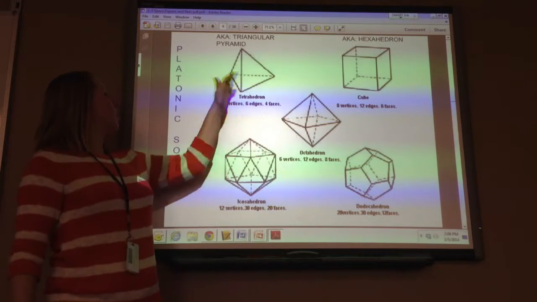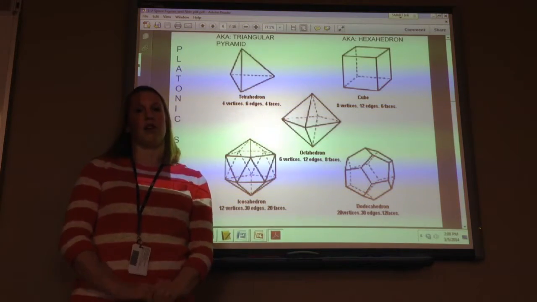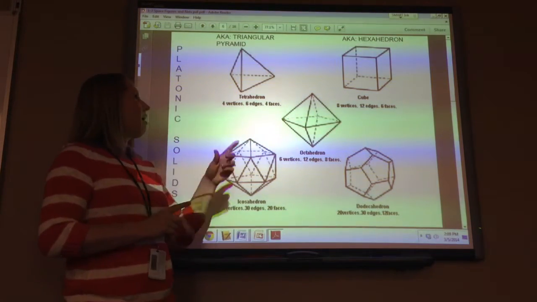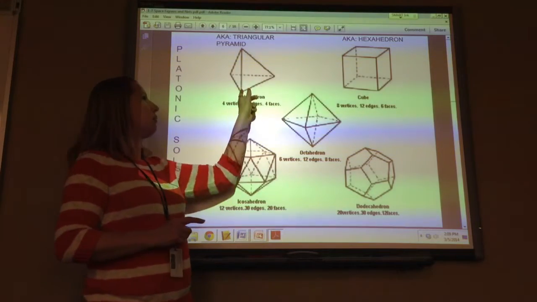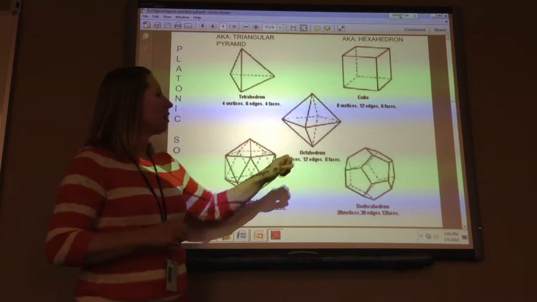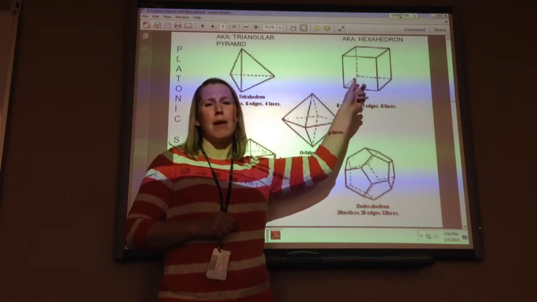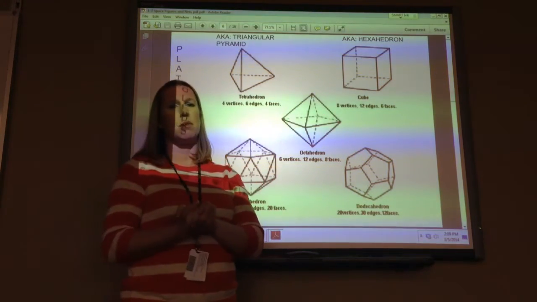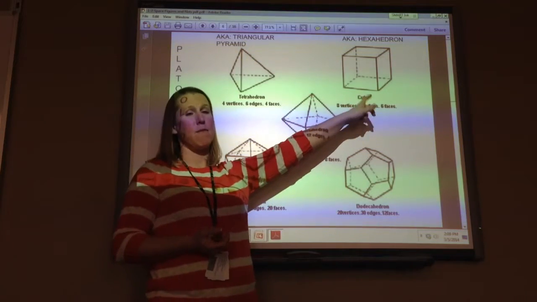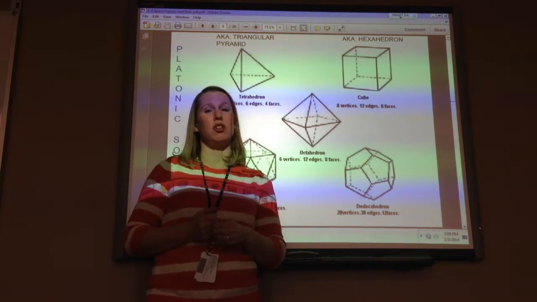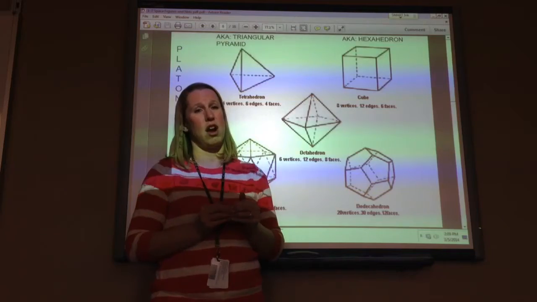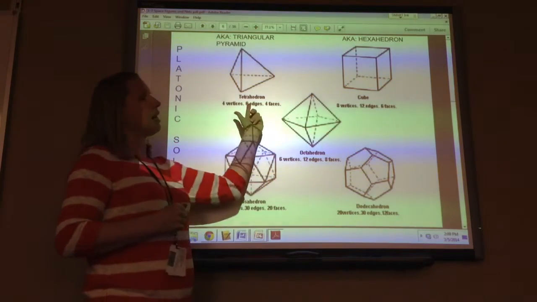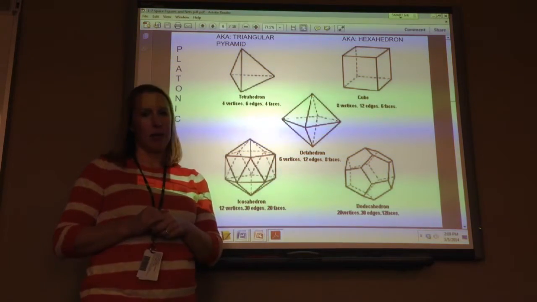Okay, these are Platonic solids, and these are pretty important. You might see these on the EOI test. This is a tetrahedron. It's made up of all triangles. This is a cube. But another name for a cube is a hexahedron, and that has been on the EOI test before, so make sure you know that another name for a cube is a hexahedron. That's also on your test on Friday. Another name for a tetrahedron is a triangular pyramid.